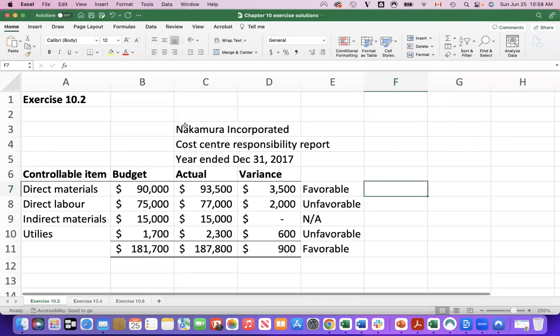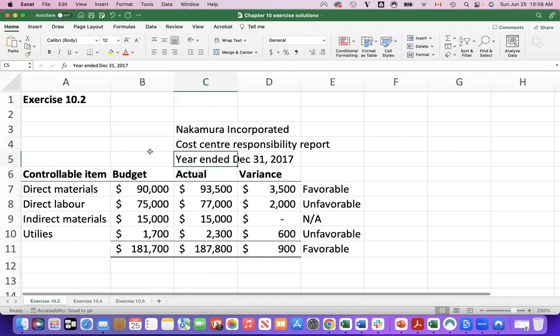So again, with any report, the heading is important. So we start with the name of the company, Nakamura Incorporated, the name of the report. In this case, it's a cost center responsibility report. And then we want the reporting period. In this case, it's for the year ended December 31st of 2017.